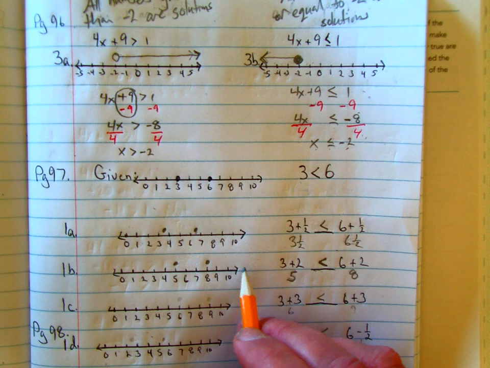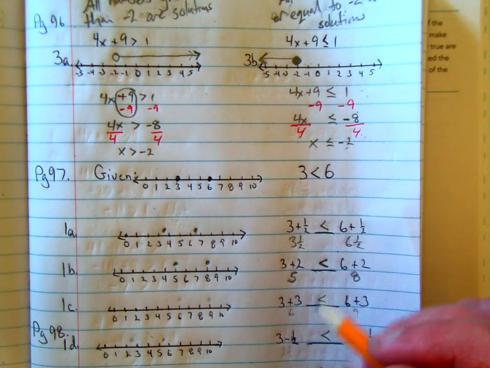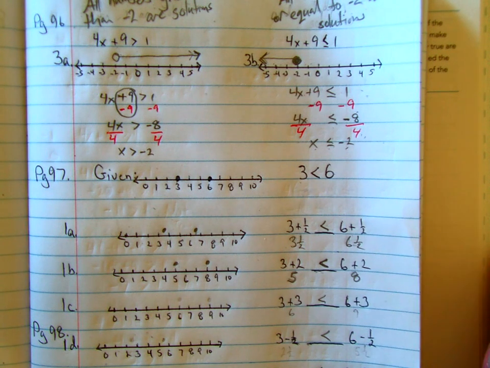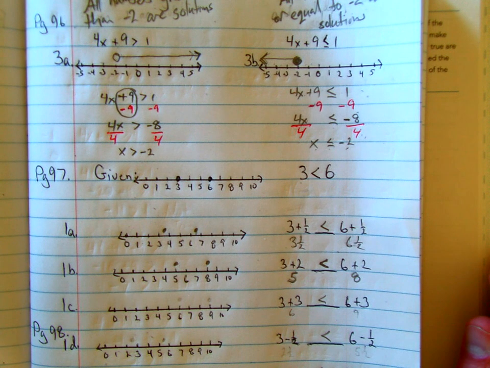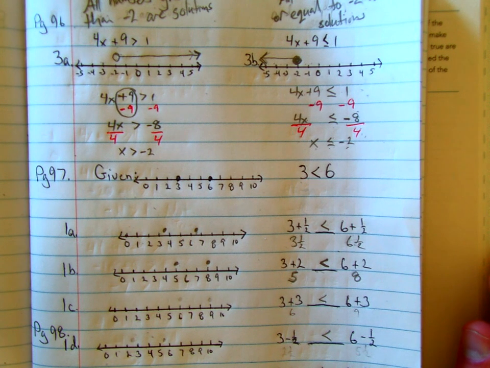When you add or subtract the same number to both sides of an inequality, the inequality sign remains unchanged, or the inequality sign doesn't change.